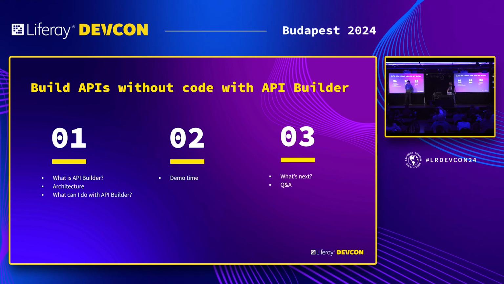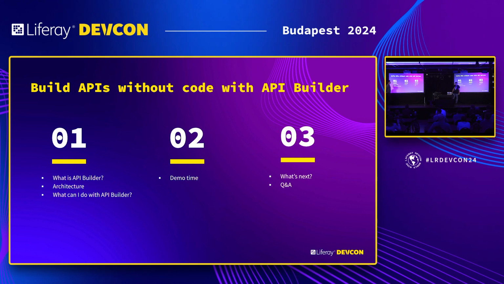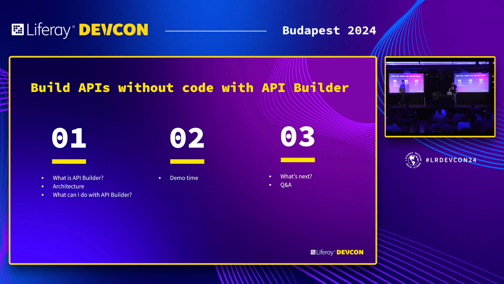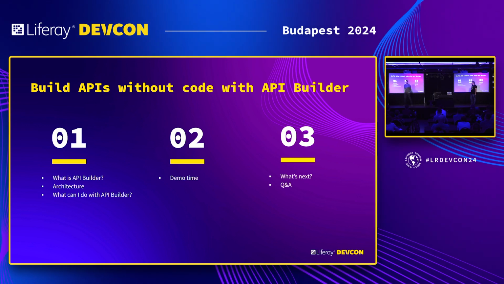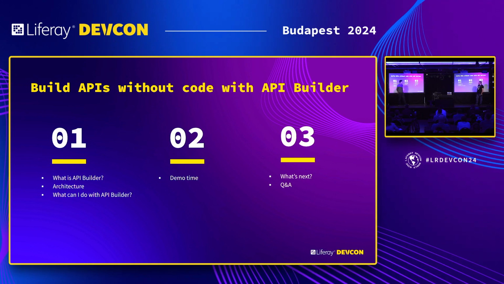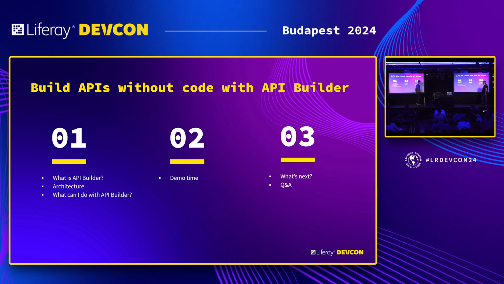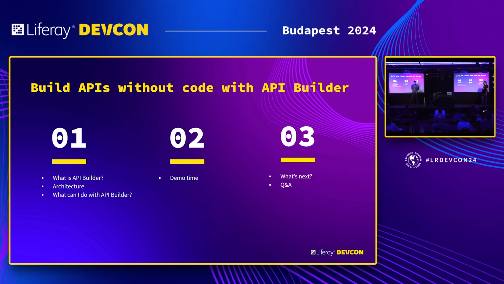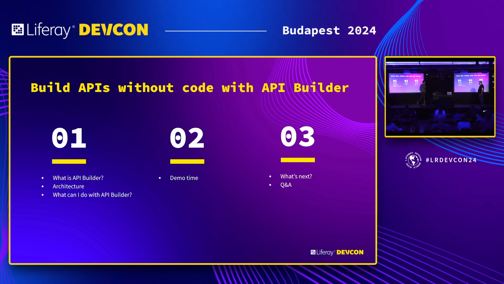During this talk, we're going to split into three different blocks. First of all, we're going to see what API Builder is, what we can do with it, and which use cases we could cover with that. Then we will have a quick look at the architecture of API Builder, how we developed it in Liferay, and the data model that we are using.